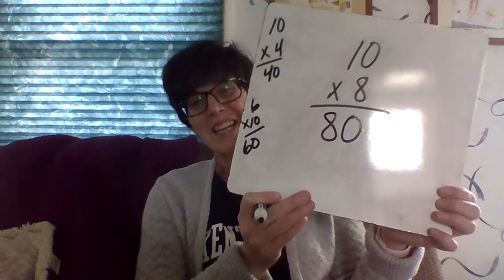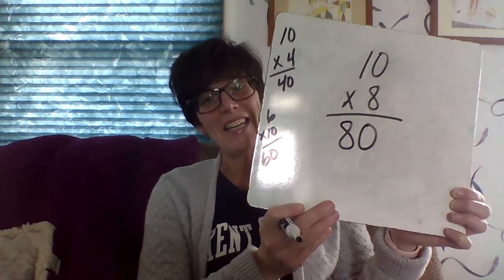Here's the next one. We're going to do 2 more. The next one is, let's do 10 times 8. Please write the product of 10 times 8. Ready to check yours with mine? Here we go. 10 times 8 is 80. Okay, erase or find a new place to do the next one.